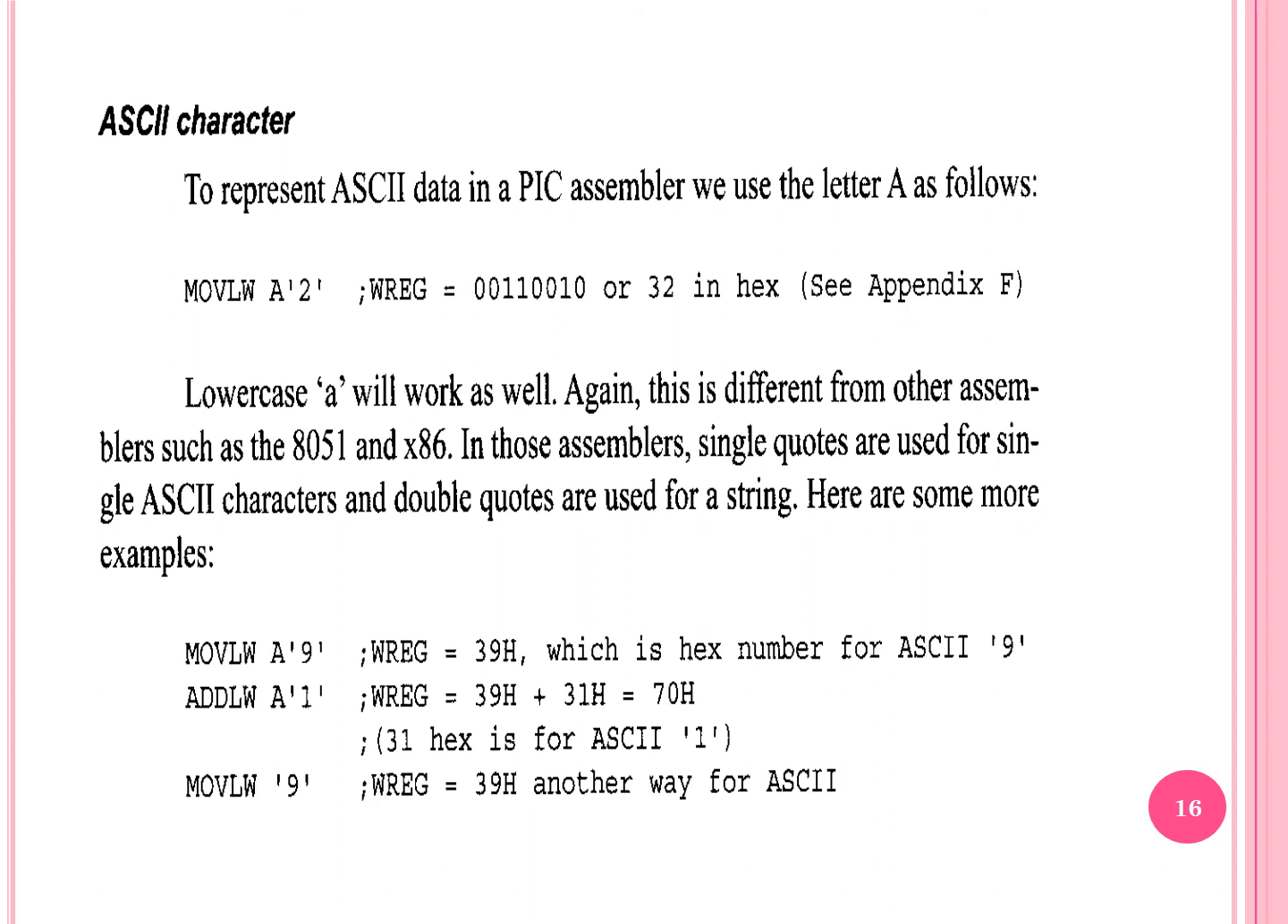Without the letter A also, if you write in single quote, it will treat it as an ASCII character. So these are some of the ways by means of which you can represent data in assembly language programming, or maybe even in embedded C with PIC controllers.